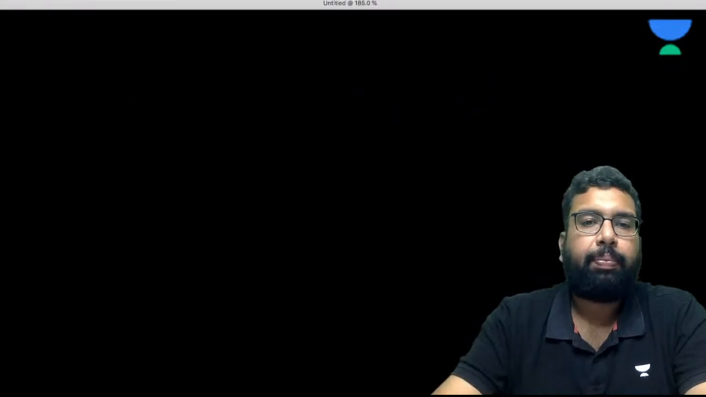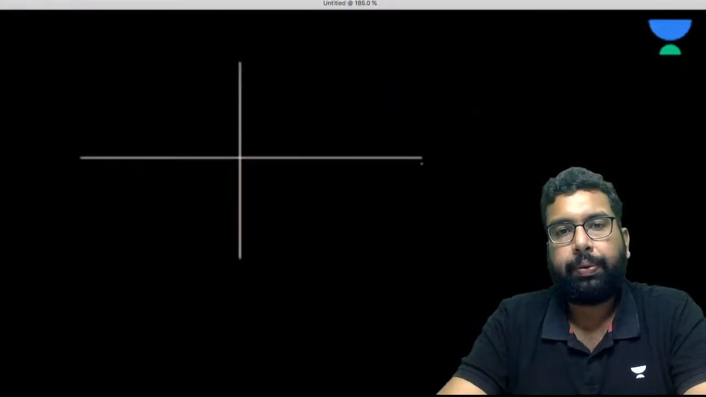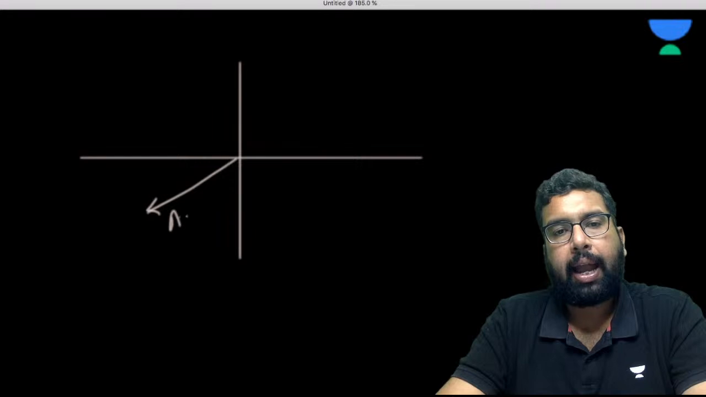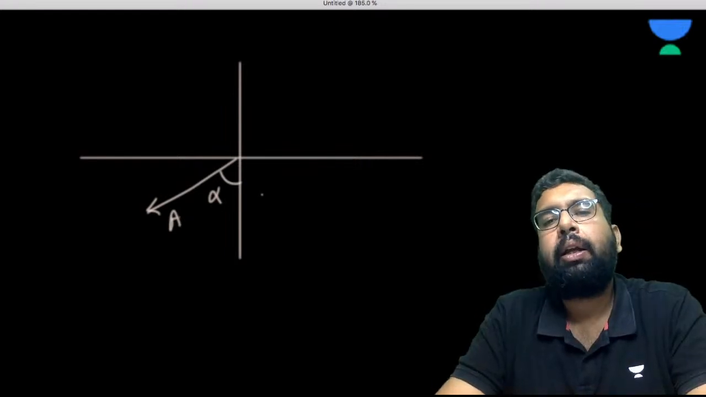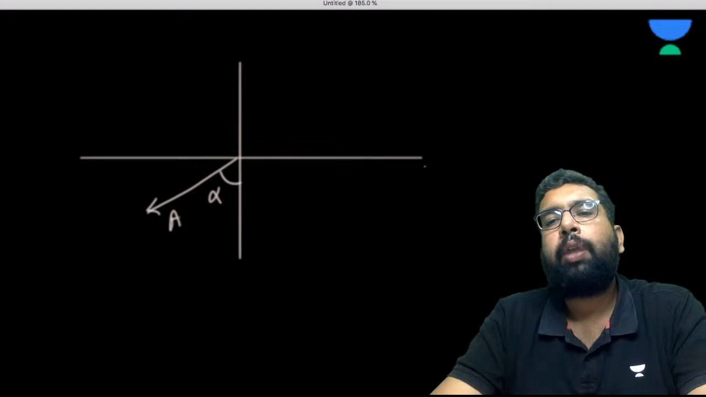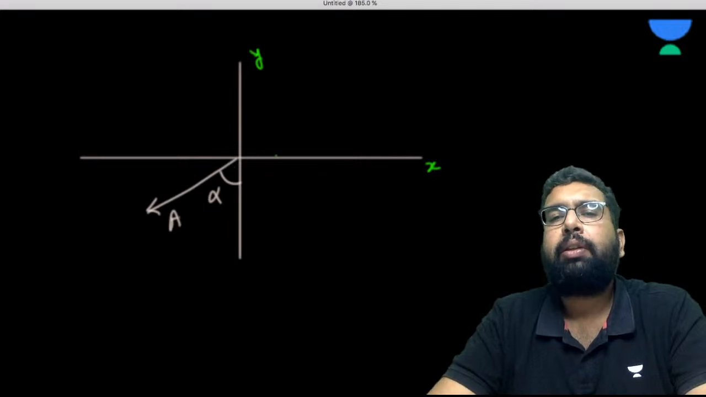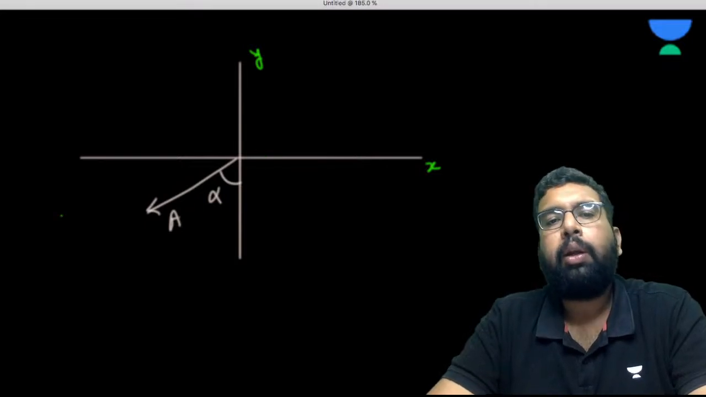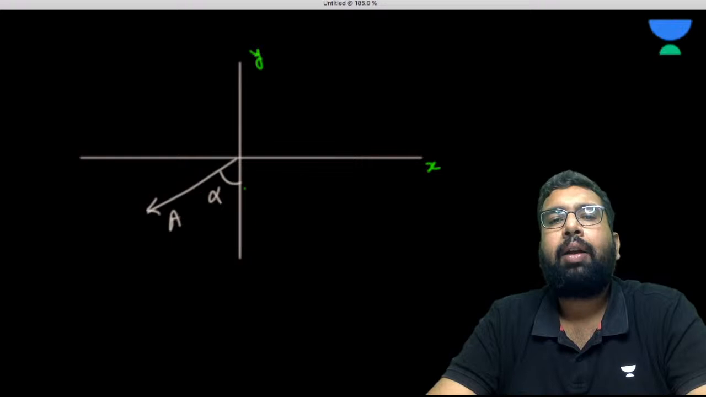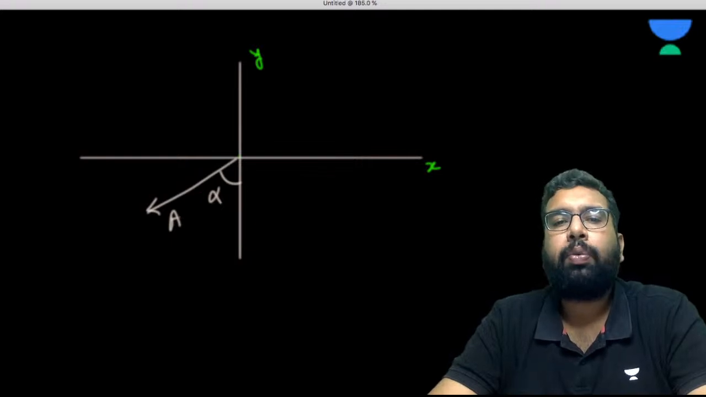For example, let's suppose there is a vector A, and here this is alpha. This is not necessarily always theta; it could be alpha, it could be anything. Now can you get me the component of it in x and y direction? Very simply, this is a vector and it makes an angle of alpha with this axis. So if you want to take the component of it, you can write A cos alpha.